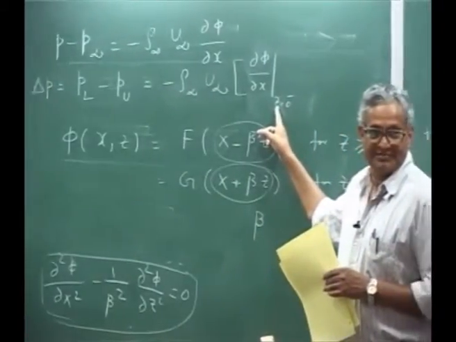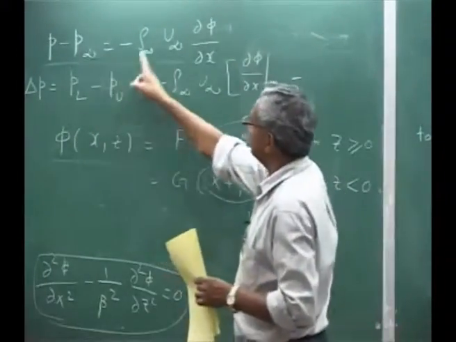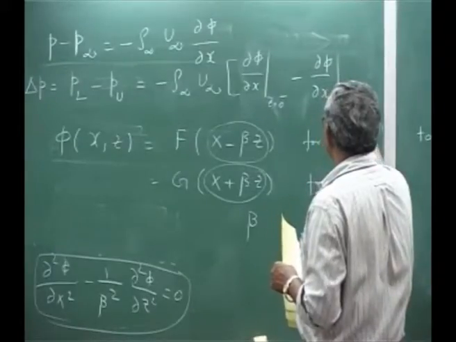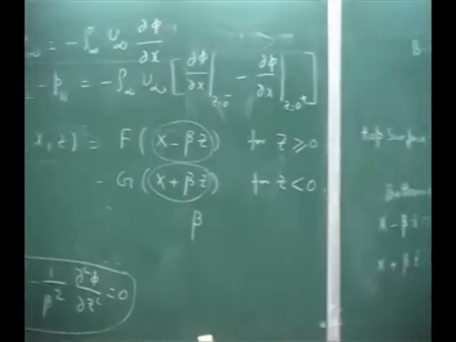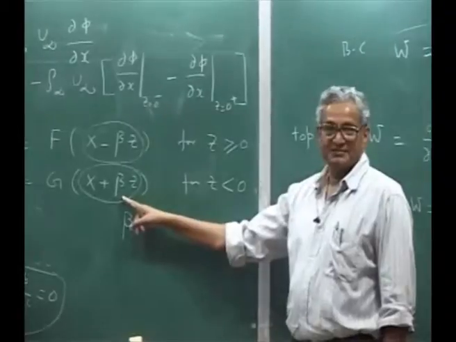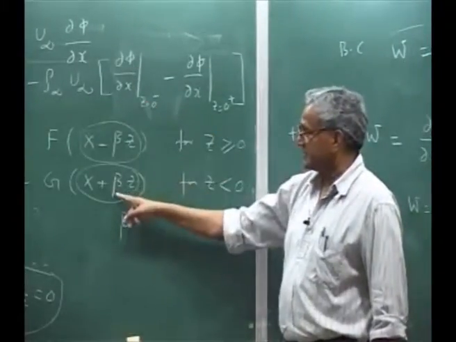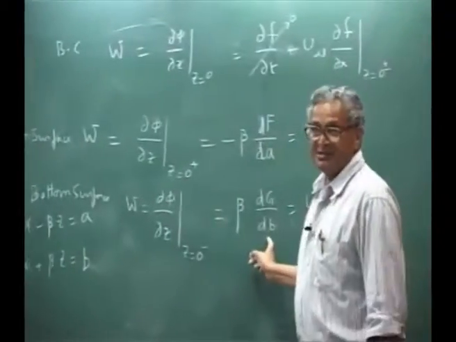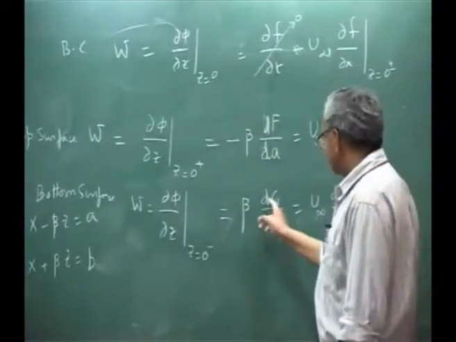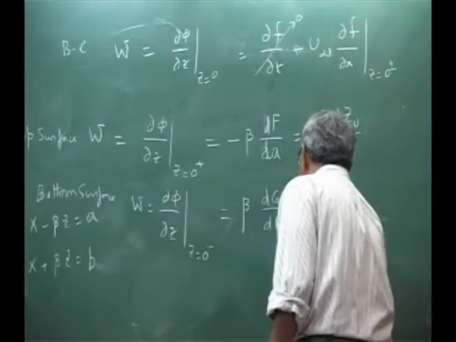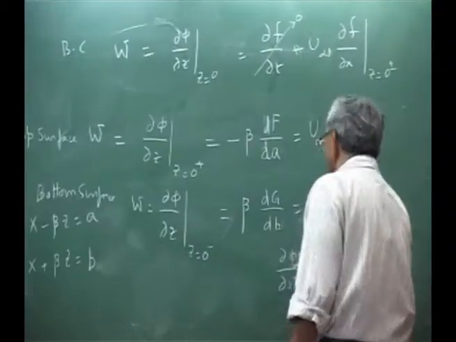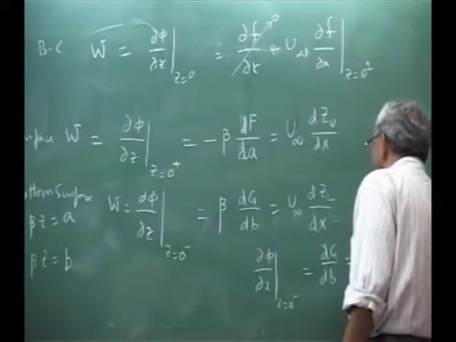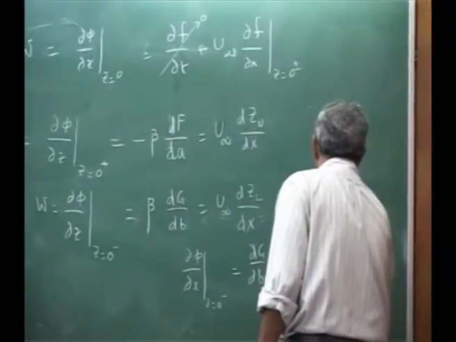That is the lower surface. Minus, because you are going to minus of the same thing for the upper surface. That will be delta phi over delta x at z equals 0 plus. Okay. Now you know that 0 minus is this function. Delta phi by delta x is nothing but delta g by delta b. So you will get delta phi over delta x at z equals 0 minus is nothing but dg by db, which is equal to u infinity over beta d.